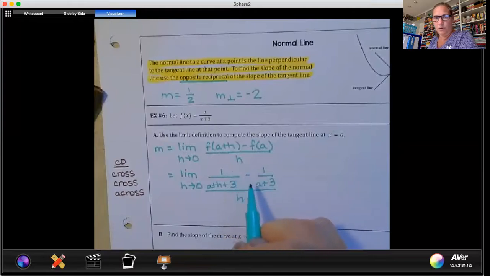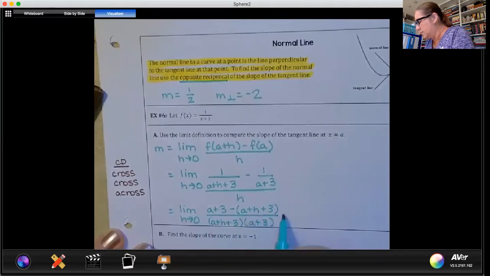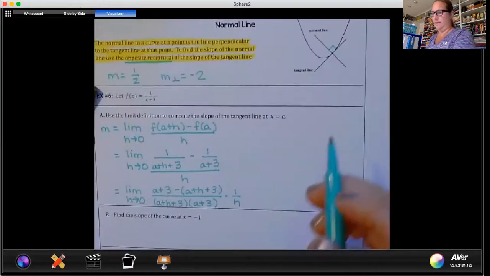So cross, cross, across. Don't forget to distribute that negative. Don't forget your limit notation out front. So a plus 3 minus parentheses a plus h plus 3 over a plus h plus 3 times a plus 3 times 1 over h. To get rid of your complex fraction, multiply by the reciprocal of the denominator.